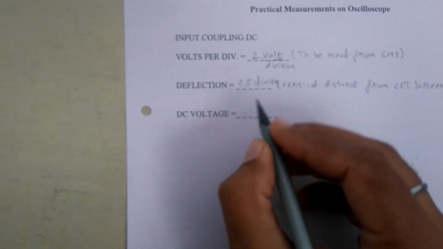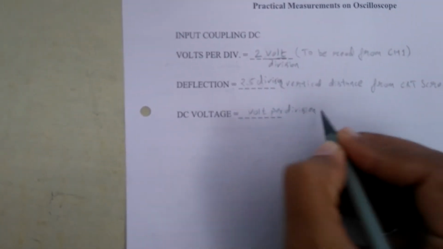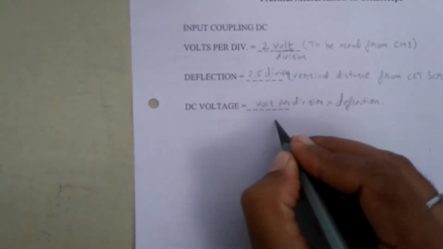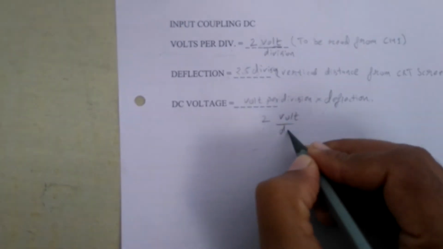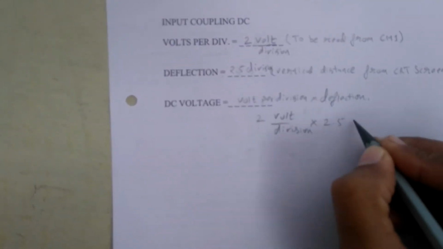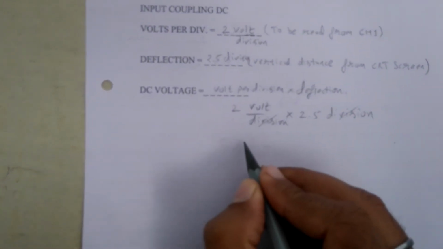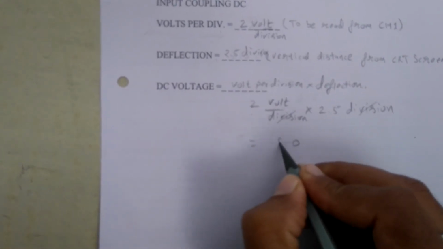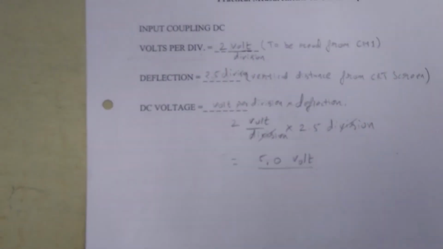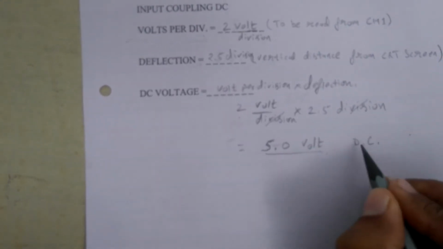For finding out the DC voltage, we have to simply multiply the volt per division into deflection. Volt per division, we have 2 volt per division, into the deflection is 2.5 division. Division will be cancelled out, and this will provide the result 5 volt. So the result is 5 volt, which is of nature DC, direct current.